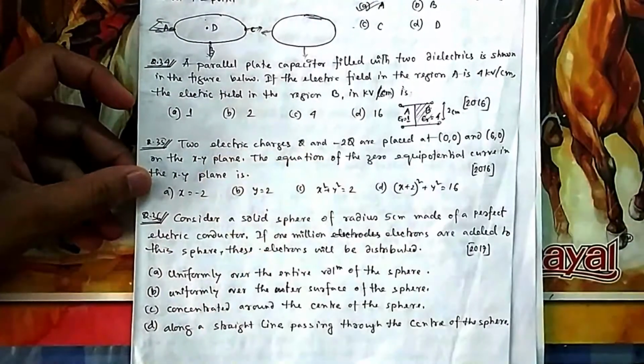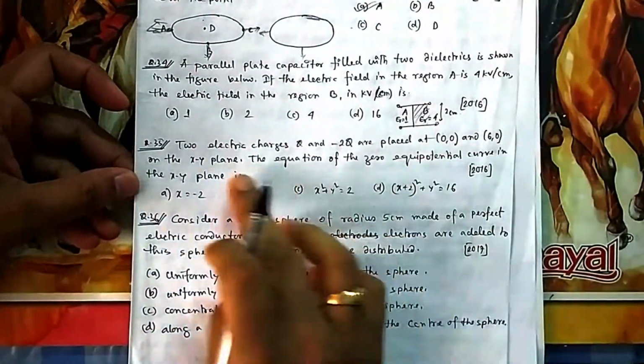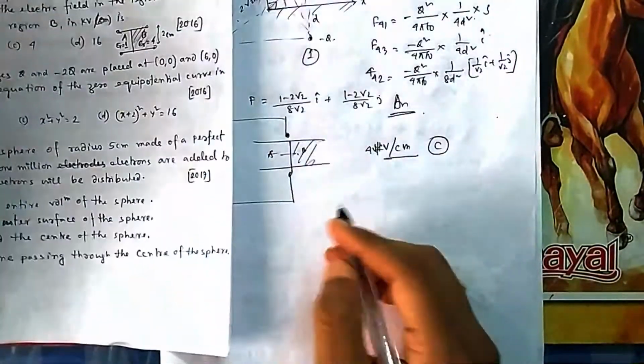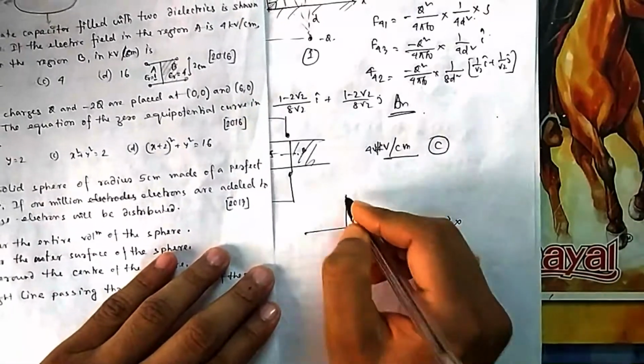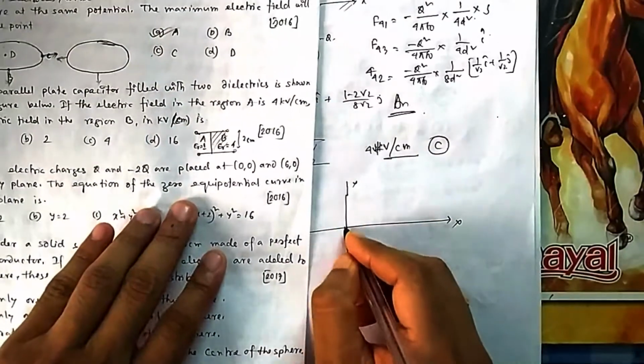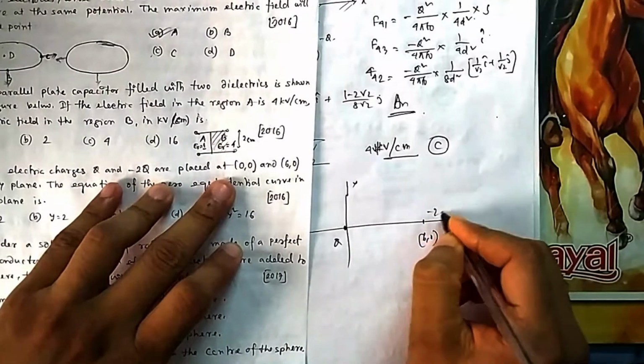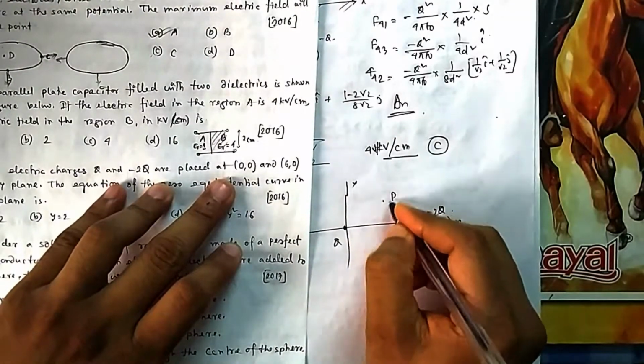Two electric charges Q and minus Q are placed at 0, 0 and 6, 0 in the XY plane. What is the equation of the zero equipotential curve in the XY plane? So if I draw in the XY plane, one is placed at 0, 0, that is Q, and one is placed at 6, 0, that is minus 2Q. Let the point P be where it is equipotential.